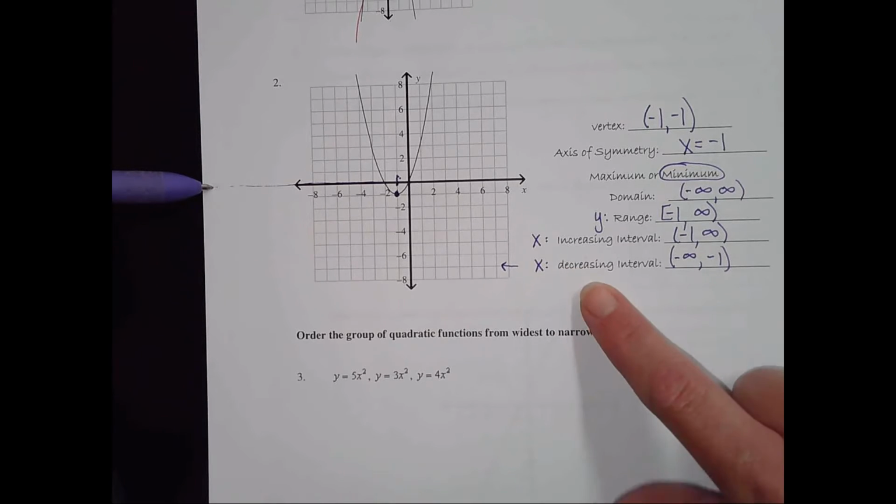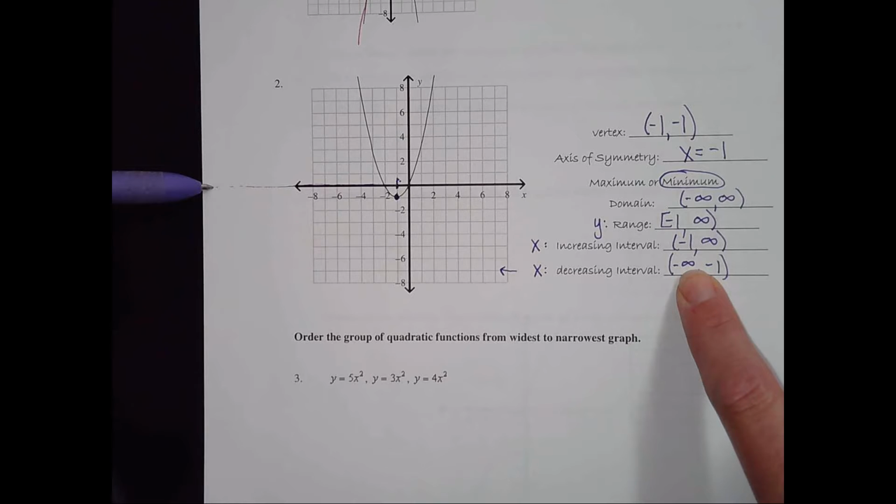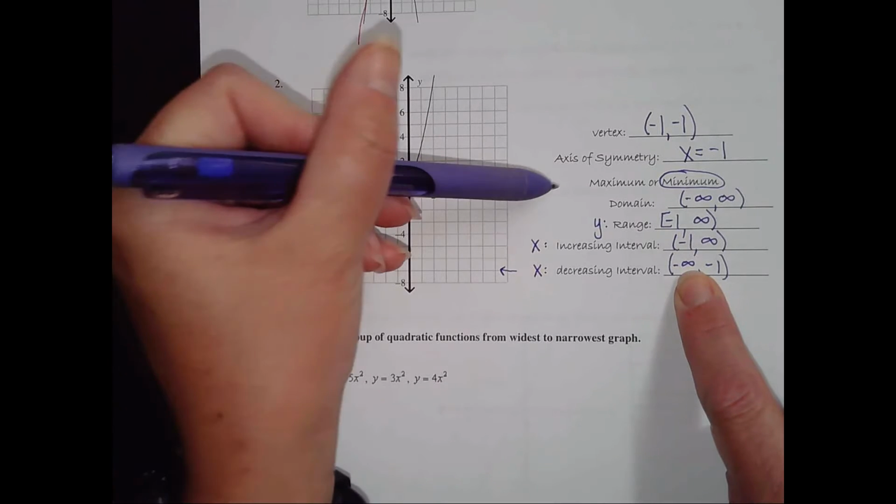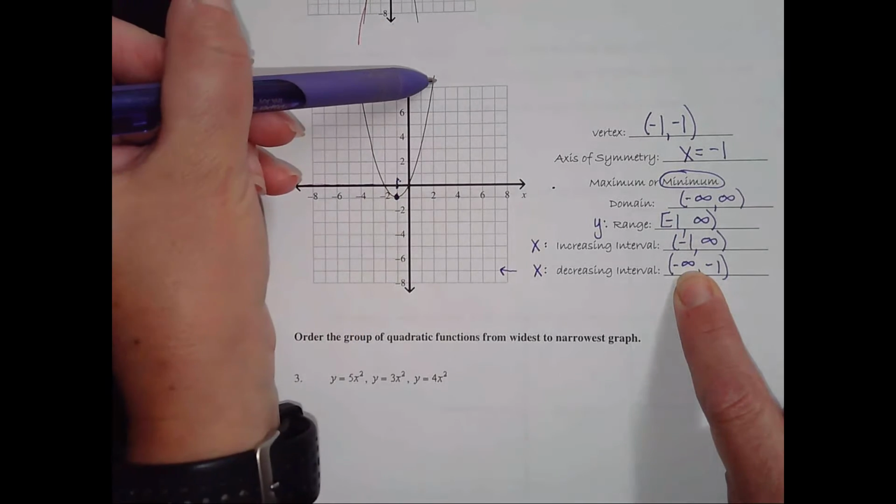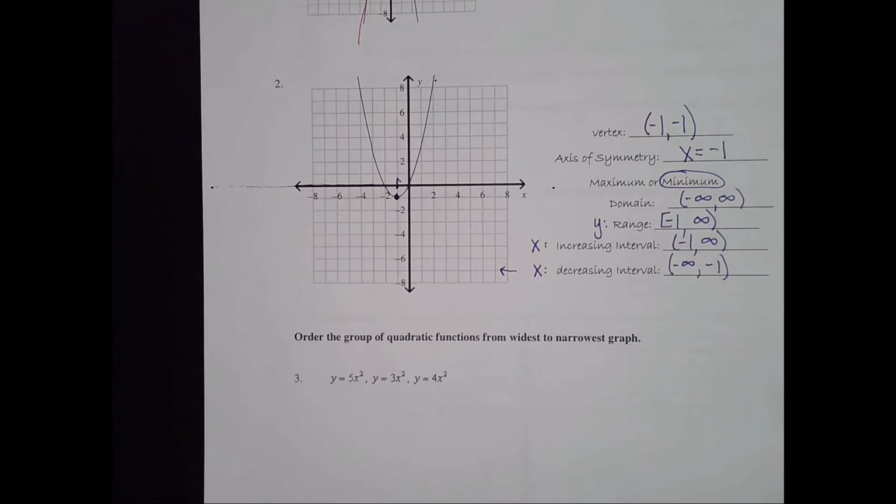So if it's off to the left, that's negative infinity. And if it's off to the right, that's positive infinity. That's why this is positive. Does that make sense? Yeah. Left is negative infinity, right is positive infinity. You might want to make a little note to yourself with that.